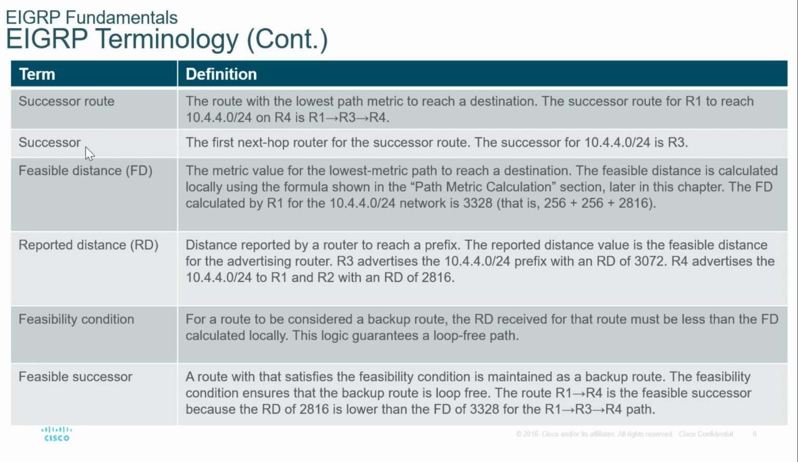So ultimately the successor adalah the router yang boleh kita gunakan untuk guna successor route ni. Okay, so in this case the successor for this destination network adalah router 3 lah. Okay, so router 1 kena lalu router 3 untuk sampai ke router 4. So router 3 is the successor. Next we have a feasible distance. Okay, so feasible distance is the metric value for the lowest metric path to reach a destination.